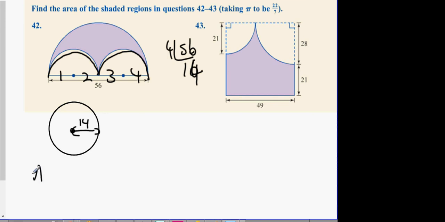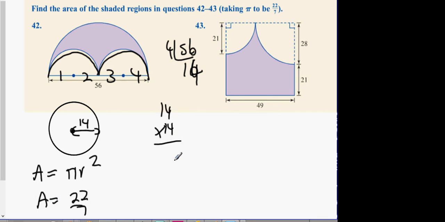What's the area of that circle, Donald? 22 over 7. 22 over 7 multiplied by? 14 squared. What's 14 squared? Alright, 4 times 4? 16. Carry the 1. 4 times 1? 4. Plus 1? 5. Carry the 0. 140. Add them together? 196, right?